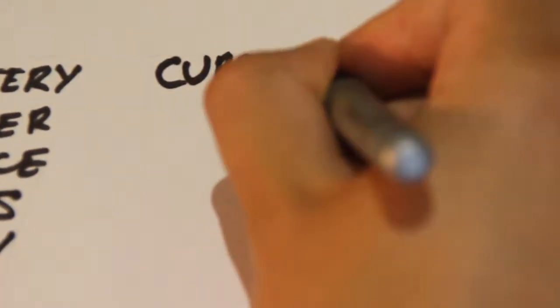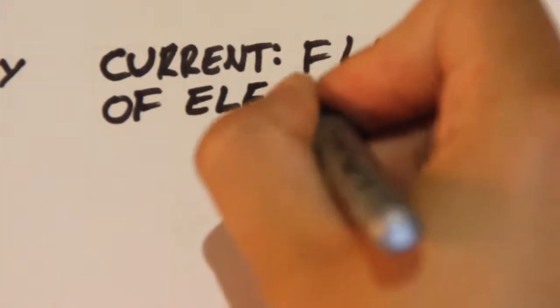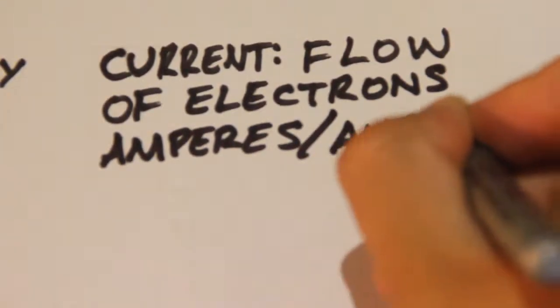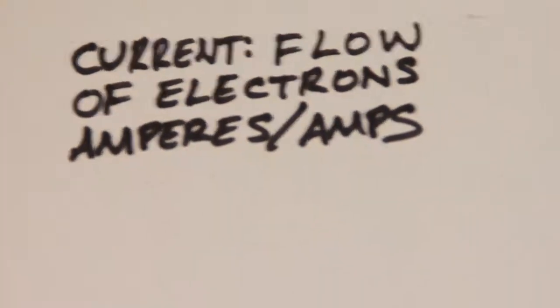aspect, which is current. Now, current is, the best way to think of it is the flow of electrons. That's it. That's current. It's measured in amperes or amps after the kind lad who discovered it. Next up, we have resistance.